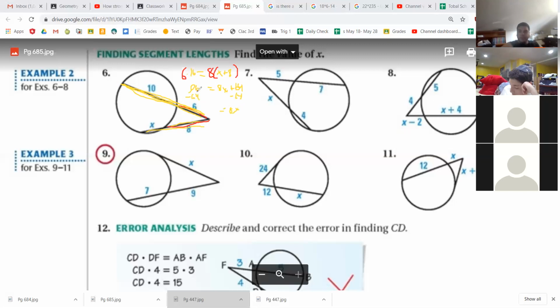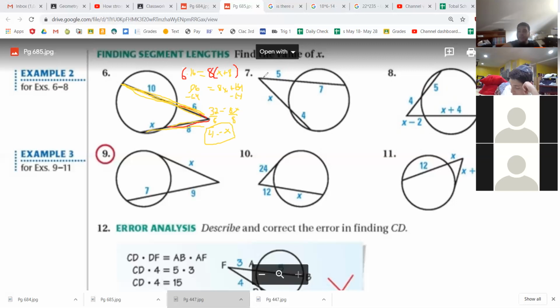8x equals 28. No, I'm sorry, 32. Divided by 8 on both sides. x equals 4. There we go. All right. Apologize for the sloppy math. This is my 3rd lesson in a row, so I might be a little bored. But anyway, it should be x equals 4.